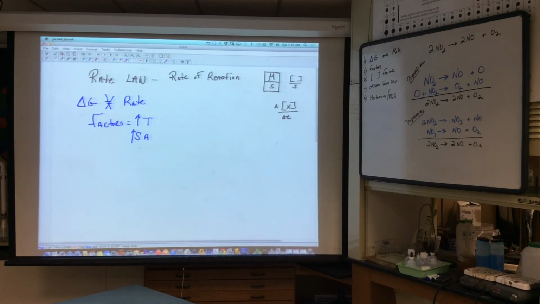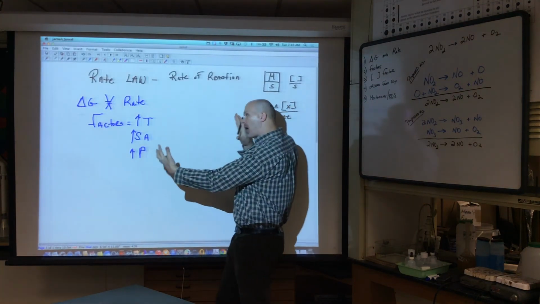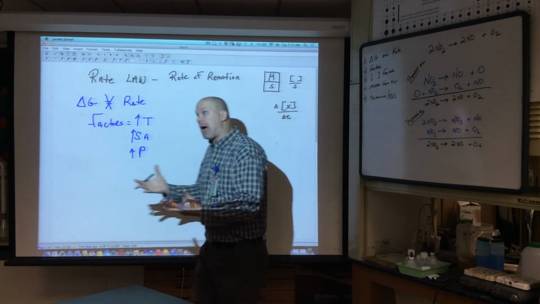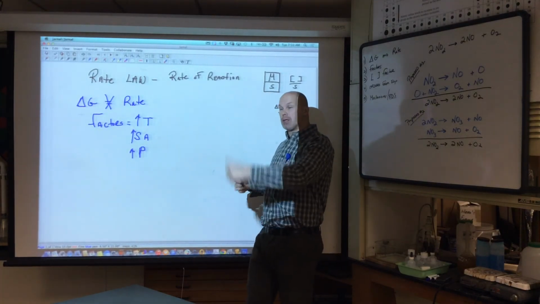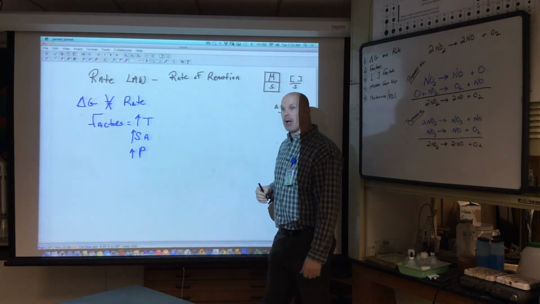Another one we talked about is changes of pressure. If you increase the pressure of a gas and you have reactants that are a gas, you're pushing the molecules closer. By pushing them closer, they're going to collide with each other more often. Therefore, the frequency of collisions increases, the number of effective collisions increases, and the rate of reaction goes up.